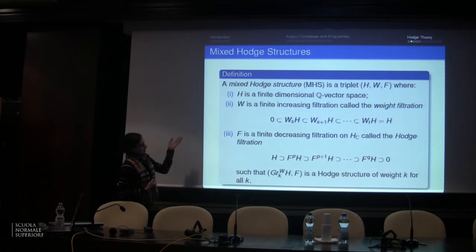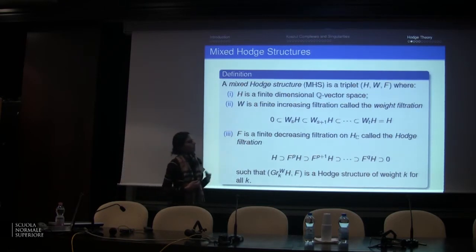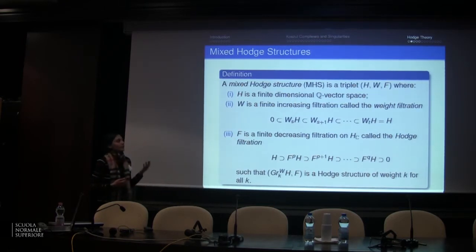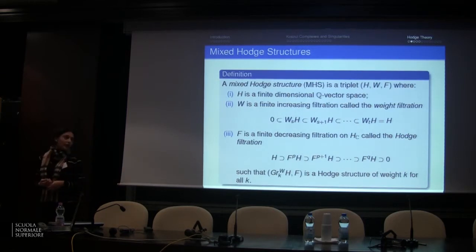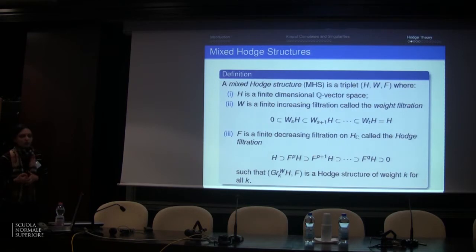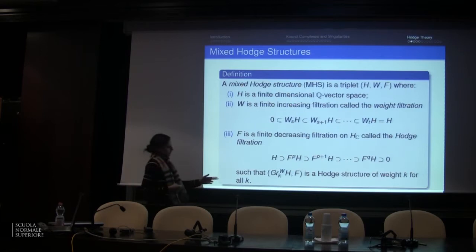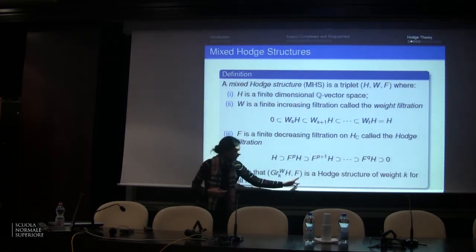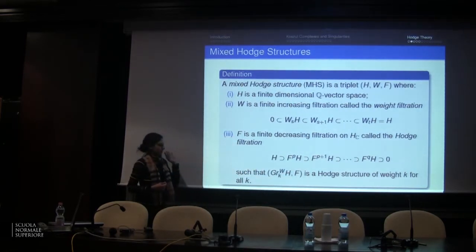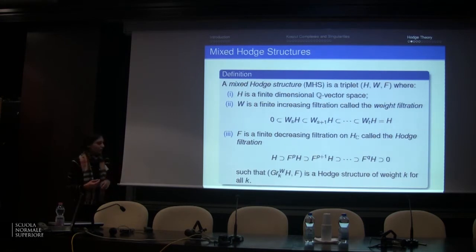So a mixed Hodge structure is a triplet (H, W, F), where H is a finite dimensional Q vector space, W is a finite increasing filtration called the weight filtration, and we also have a finite decreasing filtration F called the Hodge filtration, such that the graded associated group with respect to the weight filtration has a pure Hodge structure of weight k for all k.